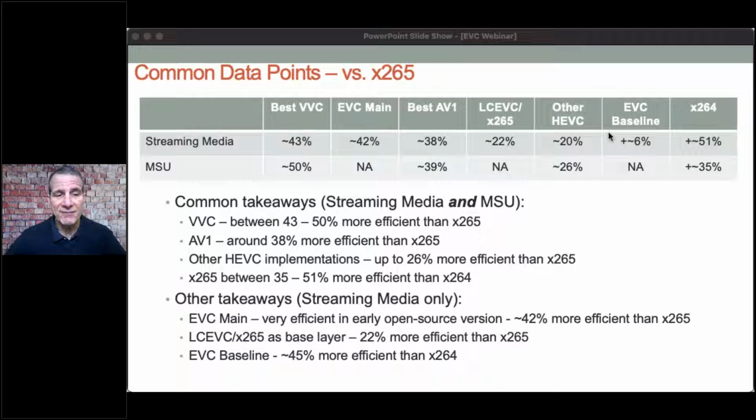LCEVC with x265 as a base layer, which MSU didn't look at, was 22% more efficient than x265 on a standalone basis. And then EVC baseline, which is supposedly the royalty-free implementation of EVC, was 45% more efficient than x264. So it was behind HEVC, but its target is H.264, and it proved to be much more efficient than x264 in my tests.